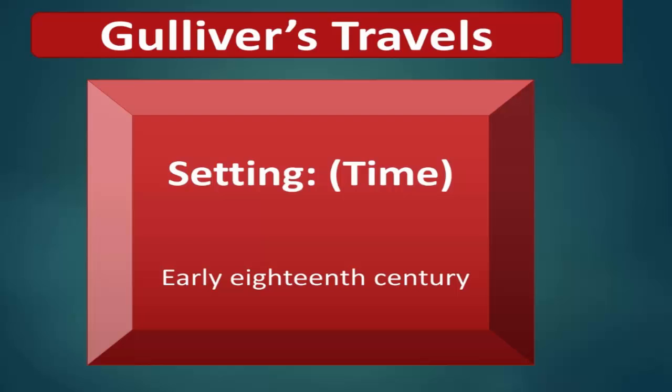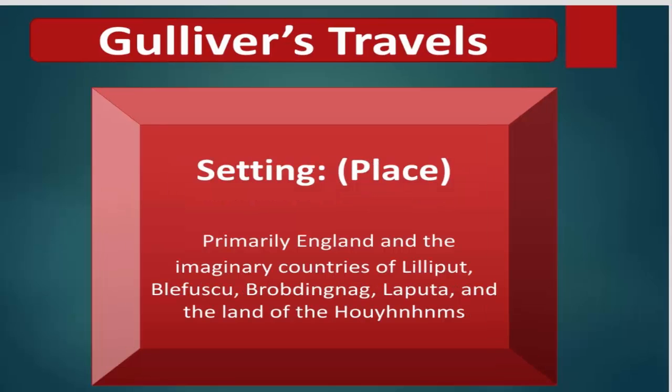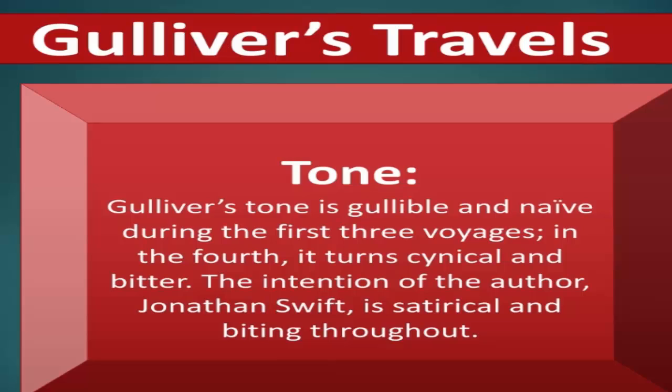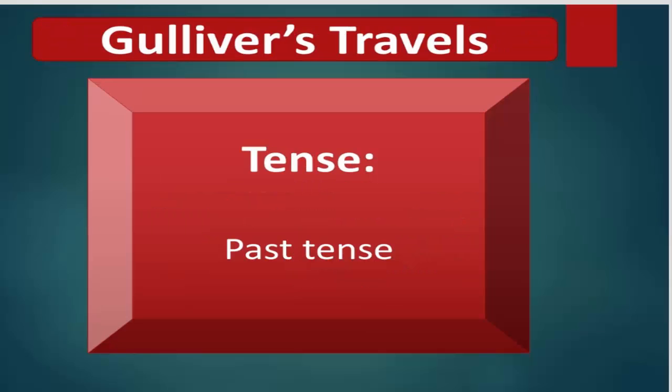Setting by time: early 18th century. Setting by place: primarily England and the imaginary countries of Lilliput, Blefuscu, Brobdingnag, Laputa and the land of the Houyhnhnms, or the land of the horses. Tone: Gulliver's tone is gullible and naive during the first three voyages. In the fourth, however, it turns cynical and bitter. The intention of the author, Jonathan Swift, is satirical and biting throughout. Tense: it was written in the past tense, as most novels are.